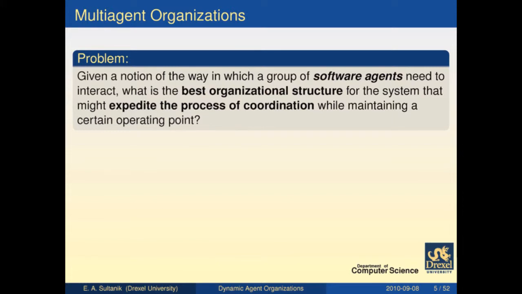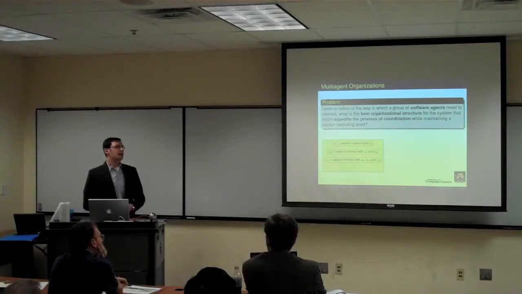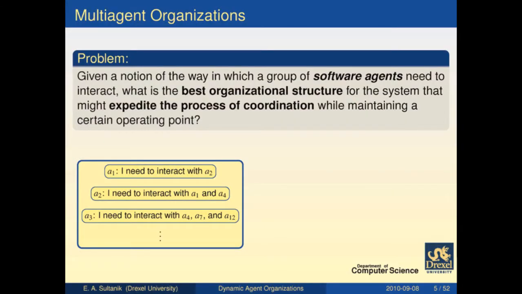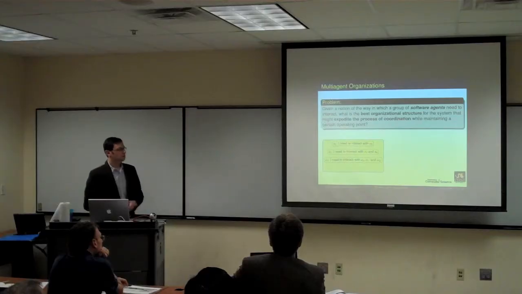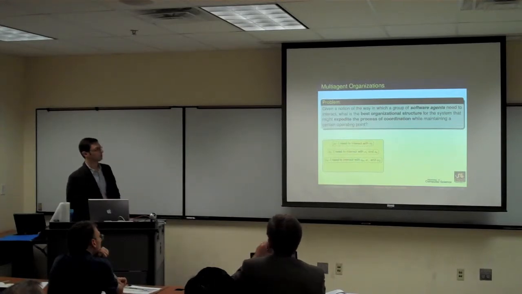So the ultimate problem that I'm trying to address with this dissertation is, given a notion of the way in which a group of software agents need to interact, what is the best organizational structure for that system that might expedite the process of coordination while maintaining a certain operating point? So each of the agents has some local view of the world with only local information. For example, agent 1 may know that it needs to interact with agent 2. Agent 3 may know that it needs to interact with agents 4, 7, and 12. But no one agent necessarily has a global view of the world.